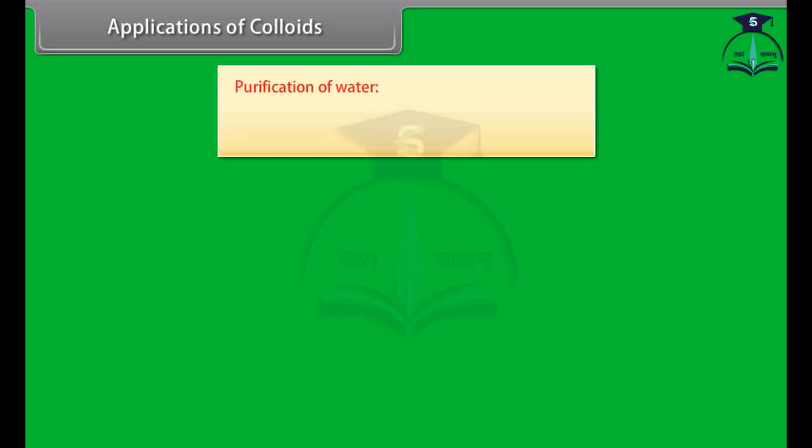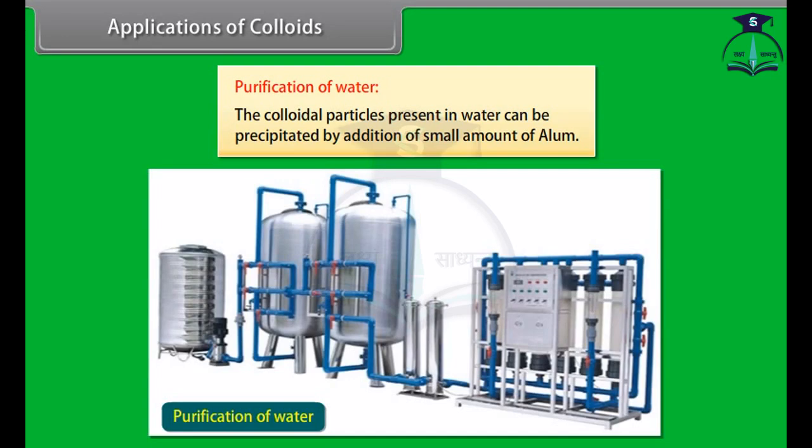Purification of water. The colloidal particles present in water can be precipitated by addition of a small amount of alum. The Al+3 ions furnished by alum help in coagulation of impurities which are present in the colloidal form.